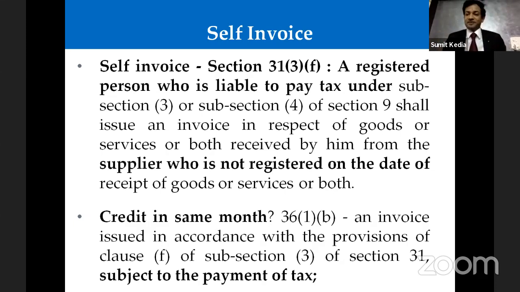So in my example, if the transporter is unregistered and I'm paying tax under reverse charge, I should definitely raise a self invoice. That will be the eligible document for me to claim input tax credit. I repeat, that will be an eligible document for me. So it becomes important that you raise an invoice, because section 36 says so. I will come to the next paragraph, what that section says.